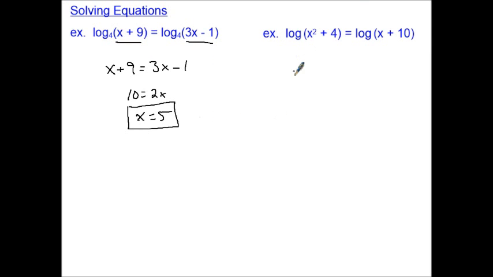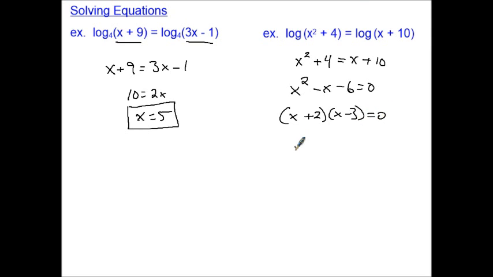Now, I say that, of course, because as I look at this one, again, I've got log equals log, and so that means that x squared plus 4 has got to be equal to x plus 10. Now I've got a square, so I'm thinking I might factor, so let me smash everything onto one side. x squared minus x, subtract the 10 gives me minus 6 equals 0. After a little bit of factoring, I'm going to get an x plus 2 and an x minus 3. So of course that lets me have x equals negative 2 and positive 3.